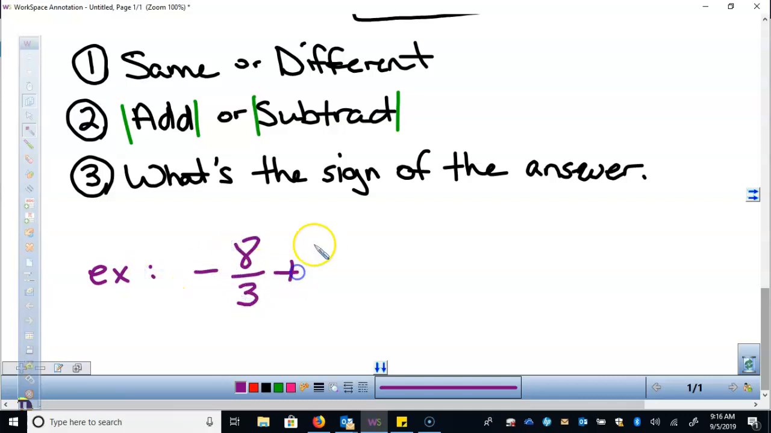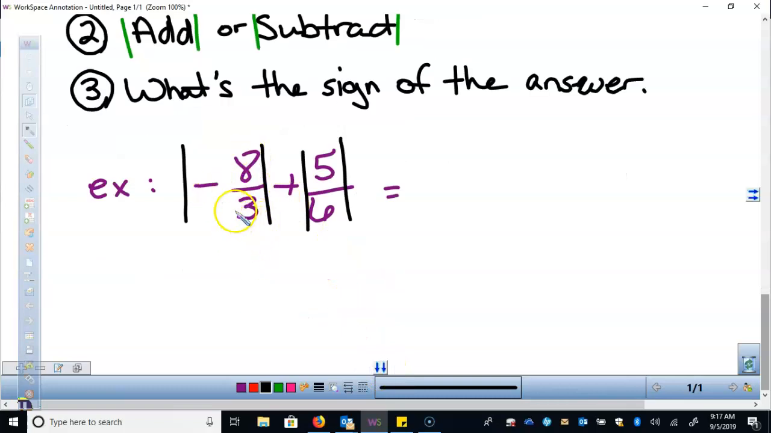-8/3 plus 5/6. Okay. Same or different? These are different, so we're going to subtract. We're going to subtract the absolute values. Let's find them. The absolute value of negative 8/3 is 8/3, and the absolute value of 5/6 is 5/6. I know I'm going to subtract these two.